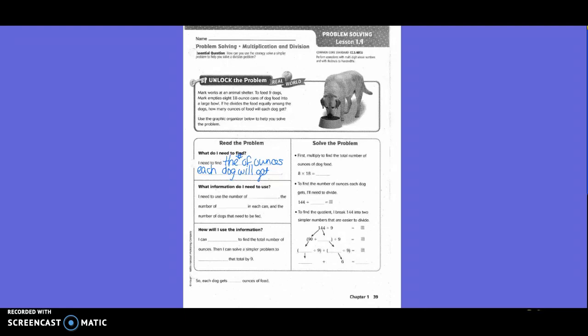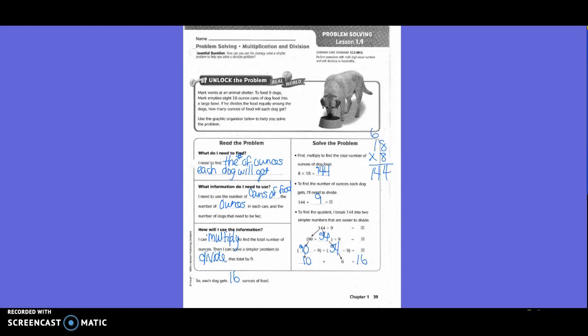I need to use the number of cans of food, the number of ounces in each can, and the number of dogs that will need to be fed. How will I use the information? I can multiply to find the total number of ounces. Then I can solve a simpler problem to divide that total by 9.